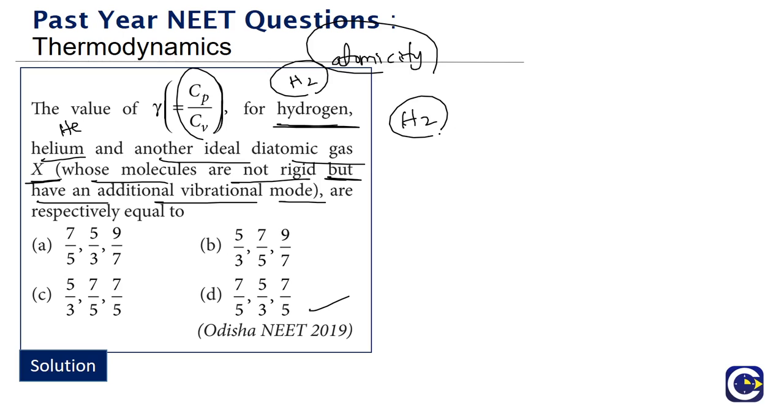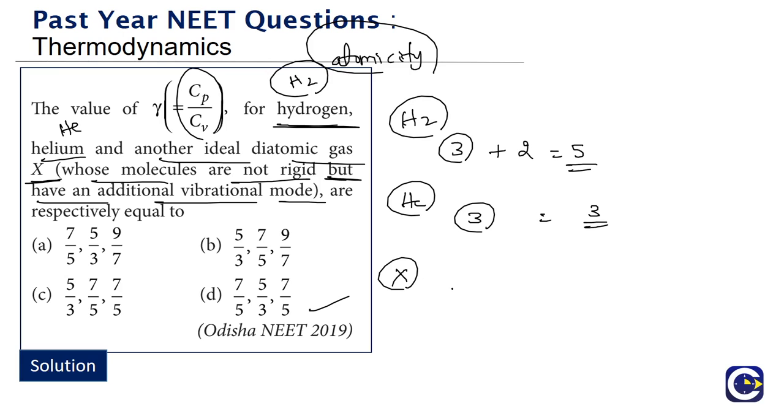So H2 is a diatomic. For diatomic, there will be 3 translational and 2 rotational, so totally the number of degrees of freedom will be 5. For helium, monoatomic, only translation will be there, so F will be equal to 3. And for this gas X, which is diatomic and also has 1 vibrational mode, there will be 3 translational, 2 rotational, and then 1 vibrational mode will give 2 degrees of freedom. Totally it will be 7.